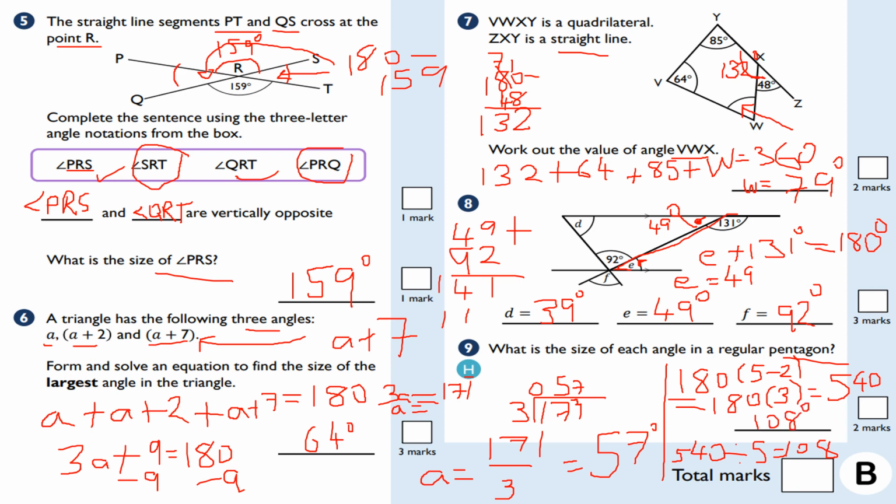Okay, a pentagon has 5 sides. So a pentagon has 5 sides. It's a 5-sided shape.